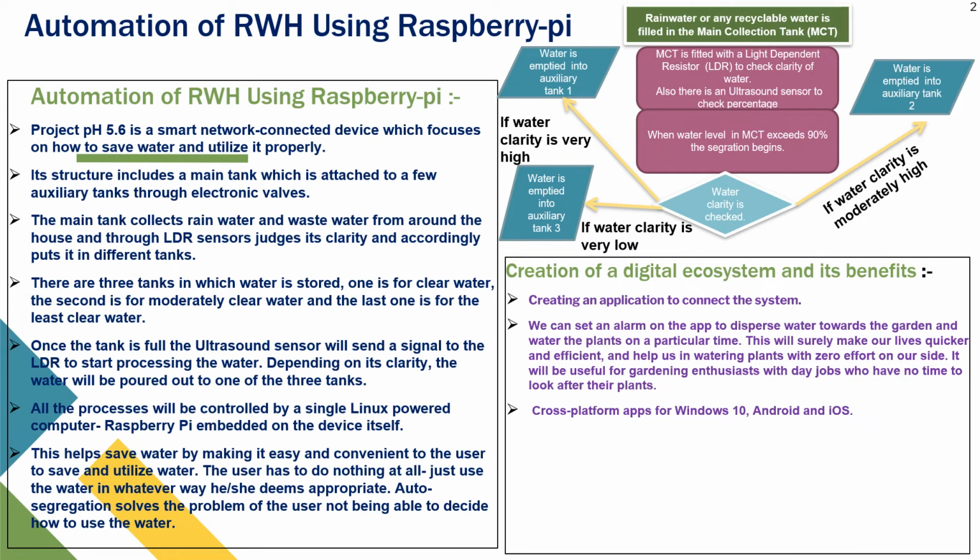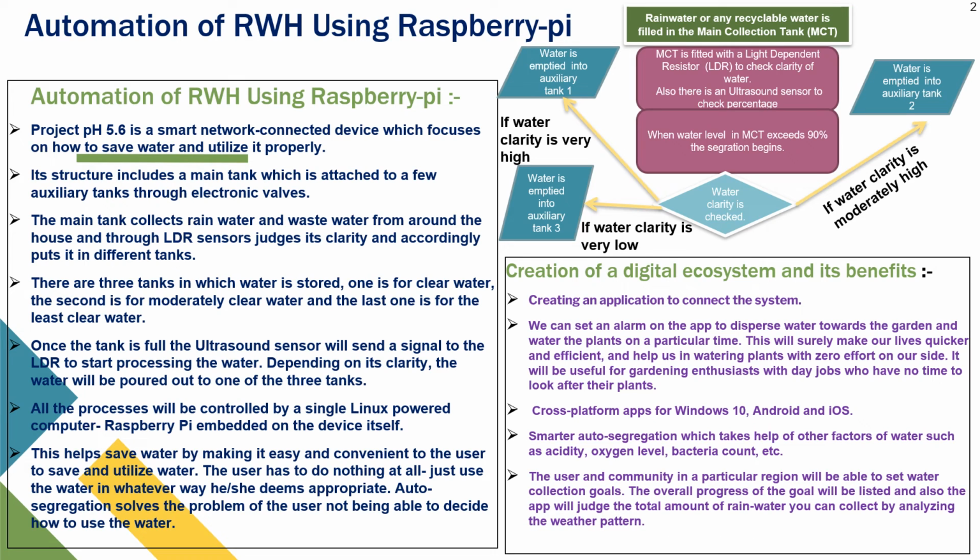Cross-platform apps for Windows 10, Android and iOS. Smarter auto segregation which helps with other factors of water such as acidity, oxygen level, bacteria count, etc. The user and the community in a particular region will be able to set water collection goals. The overall progress of the goal will be listed, and the app will also judge the total amount of rainwater you can collect by analyzing the weather pattern. The final implementation is that the tanks can be powered by solar panels.